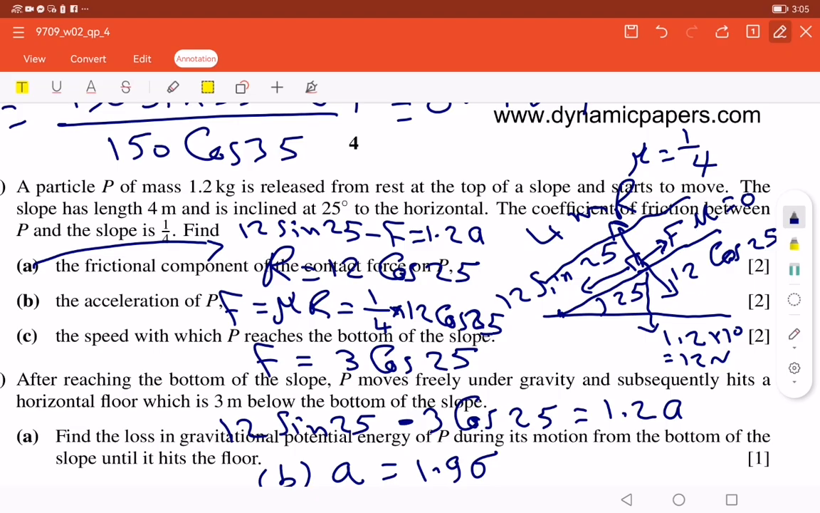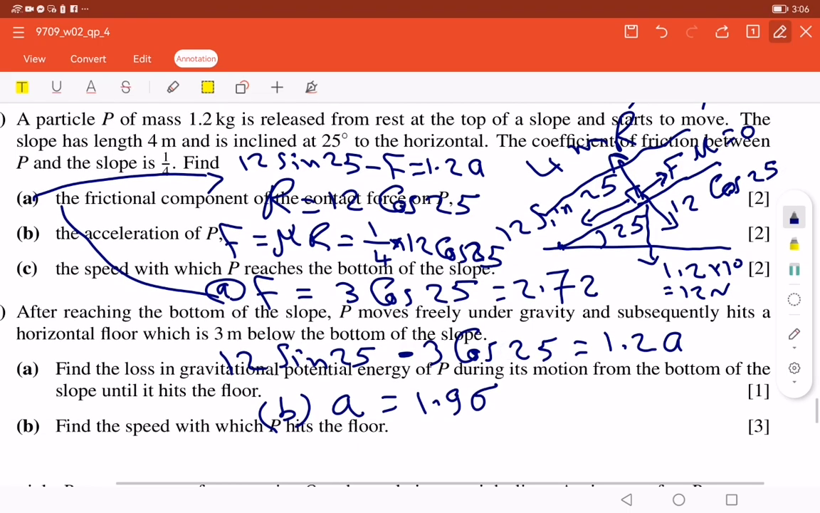R now equals 12 cosine 25. We need to find the frictional component. The frictional component here is item A, which equals 3 cosine 25, equals 2.72, corrected to 3 significant figures. It's okay.